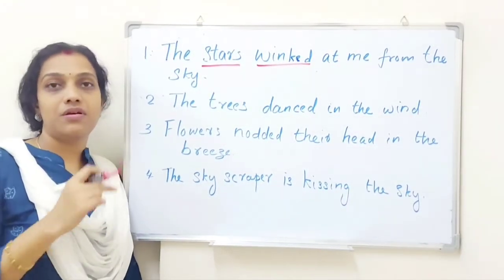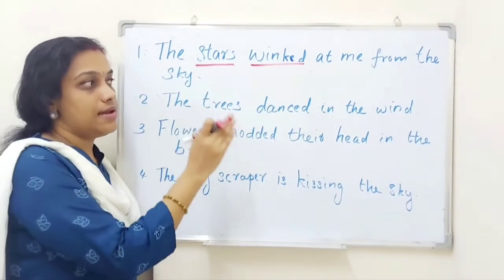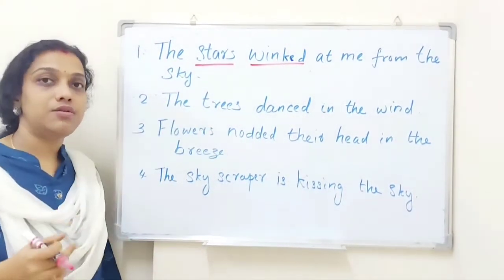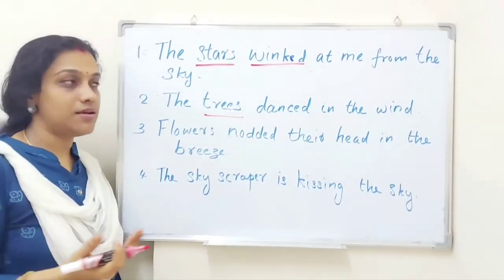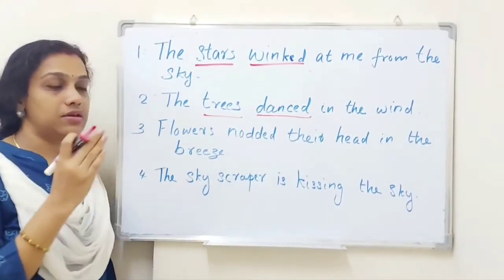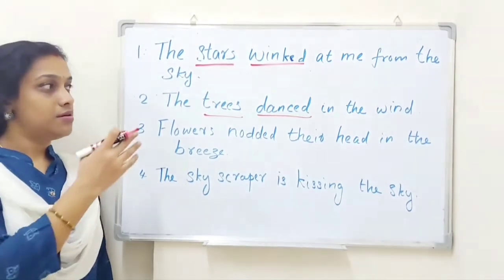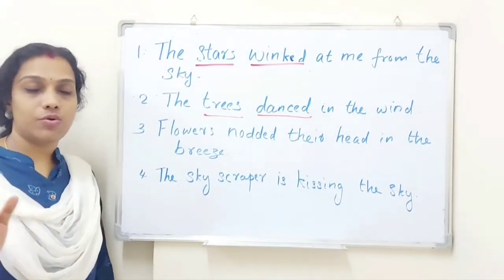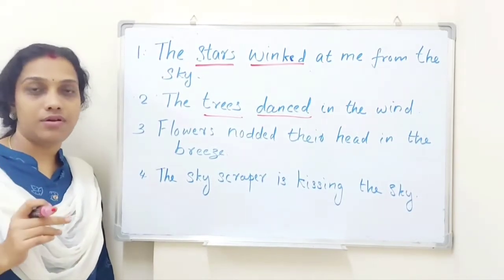This is an example of personification. Now the second one, the trees danced in the wind. Which one is a non-human thing? Trees, right? And what is a human character here? Danced. So the trees danced in the wind. What does it really mean? During strong wind, trees will be moving very strongly. That movement of trees is mentioned here as dancing of the trees.